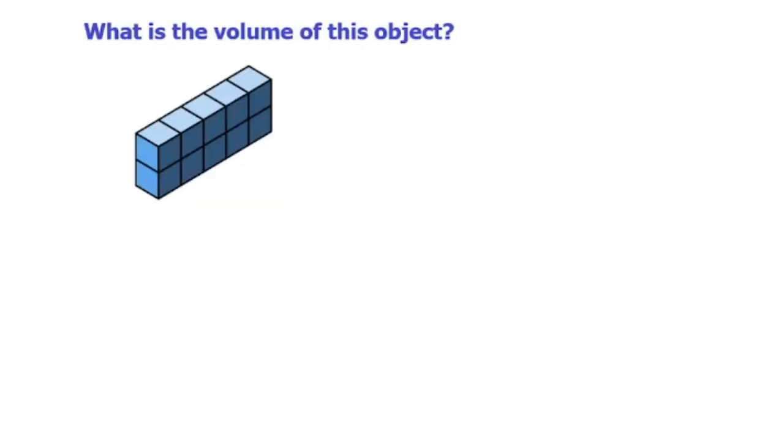In this video, we're going to learn about volume. So if we have a problem like this that says, what is the volume of this object? Let's take a look at this object. We could see that it's cubes stacked, and there's 1, 2, 3, 4, 5 of them on top and 5 on the bottom. So there's 2 rows of cubes, and there's 5 cubes in each row.